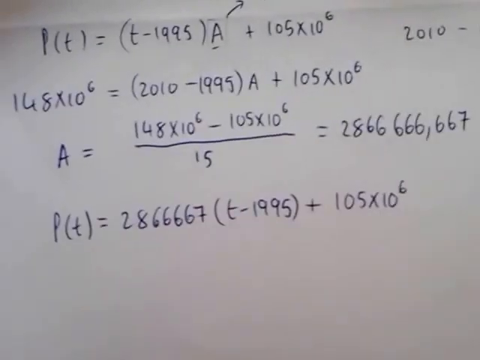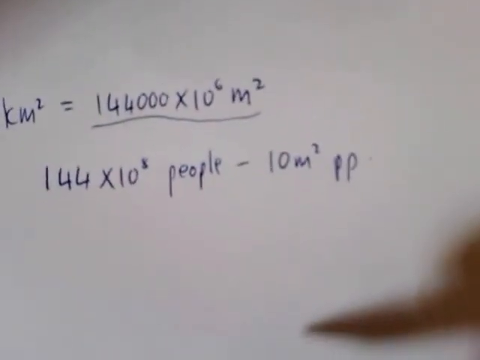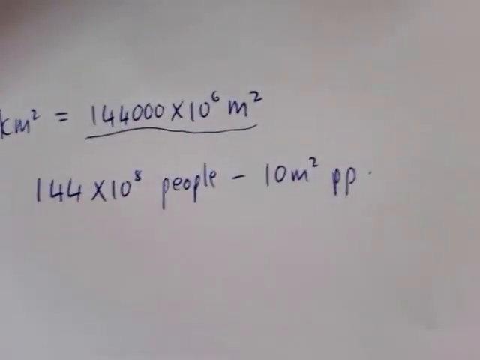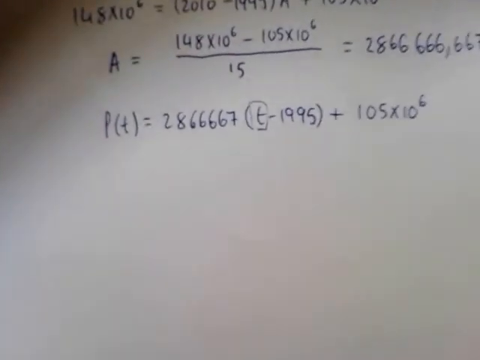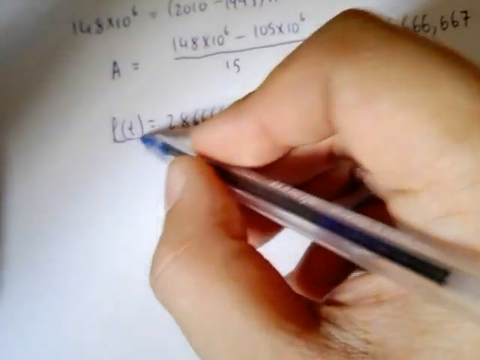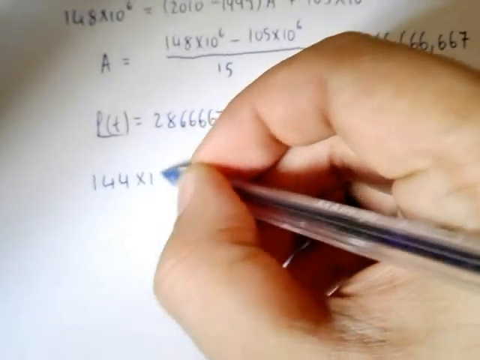So now the question asks, in what year will the population be 144 times 10 to the 8, because that is the population at which there will be exactly 10 square meters per person. Okay, so now we're just solving for t, because we already know what the population should be. So that should be 144 times 10 to the 8.